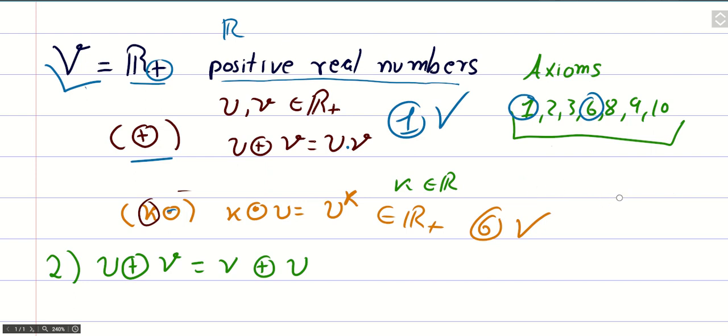So we have checked two of the axioms. We have 5 remaining. So let's keep moving.